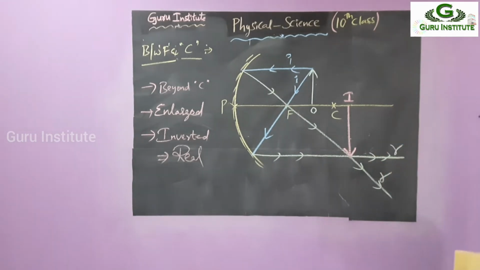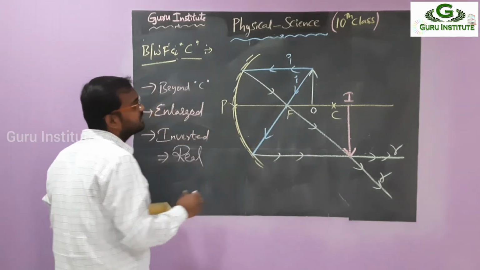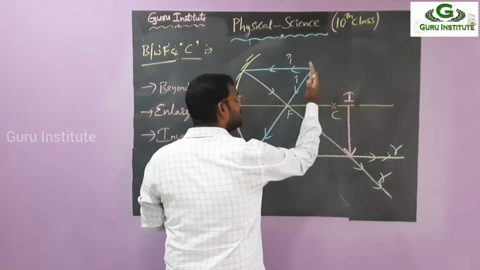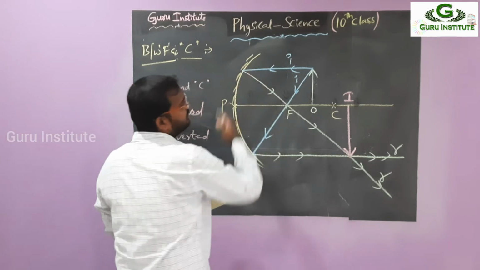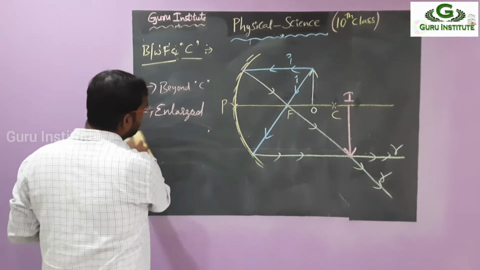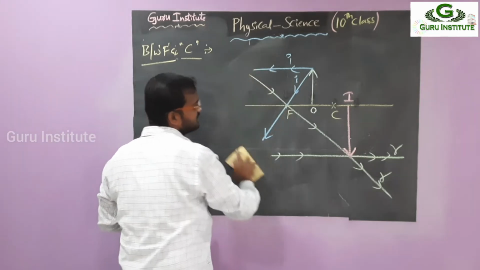Erect image is always virtual. Correct? Real means we can catch it on the screen. Virtual means we can't catch it on the screen. So beyond C is over, at C is over, between F and C is over. Then coming to the cases at F and between P and F. These last two cases are very, very important. Up to now we can draw easily, but coming to the next case and the last two cases it will be a little bit difficult. Just observe this.